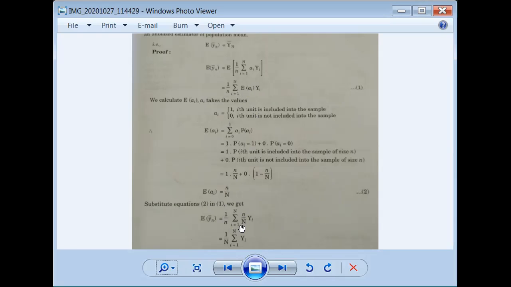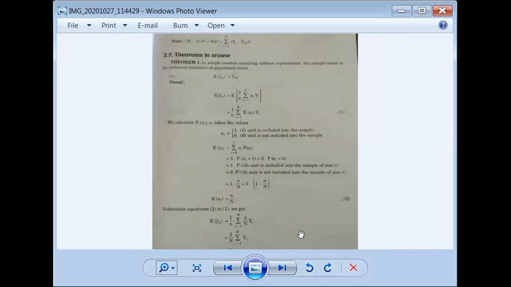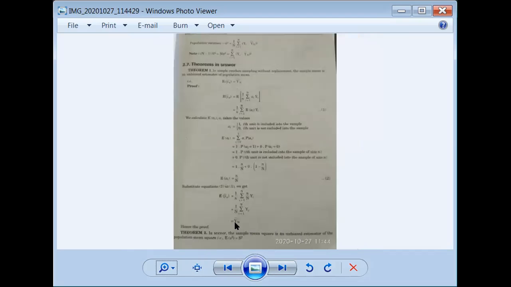Small n by capital N into yi. Now both n's cancel in the numerator and denominator. The remaining is 1 by capital N into summation i equal to 1 to capital N of yi. So this entire formula is equal to the population mean. Now we are taking the expectation of the sample mean, and you can prove that it equals capital Y bar n.